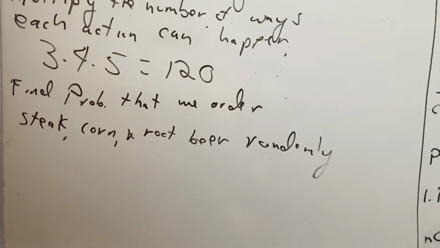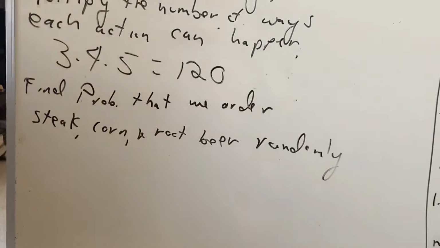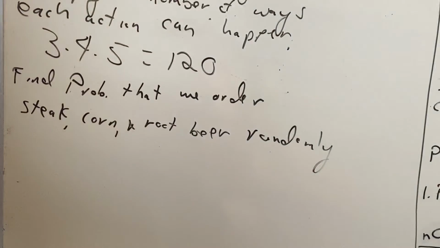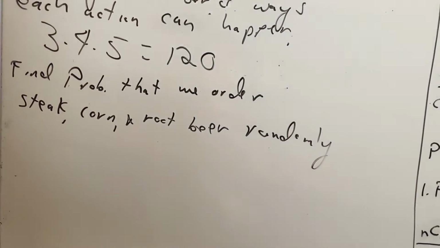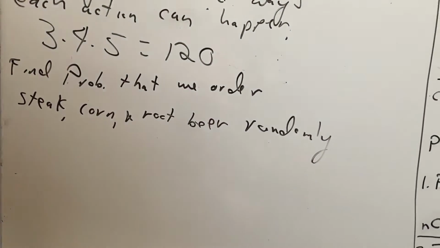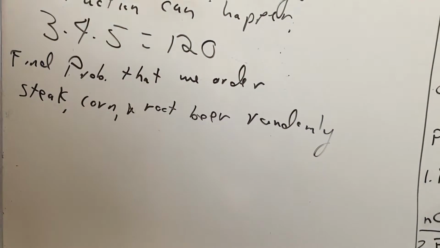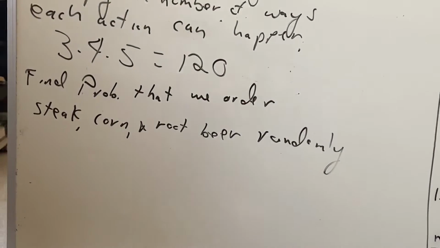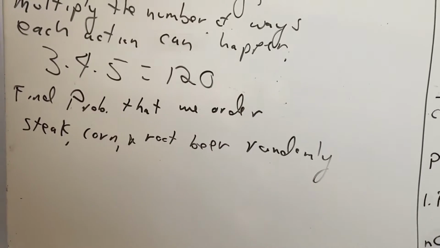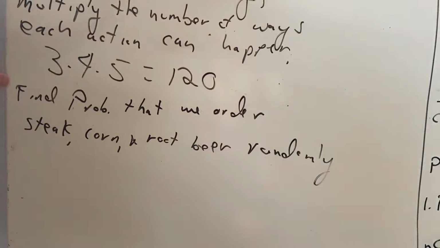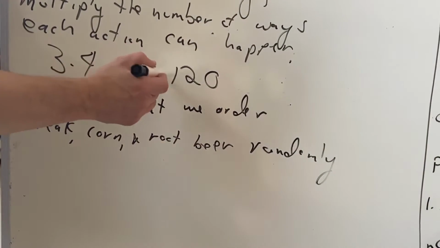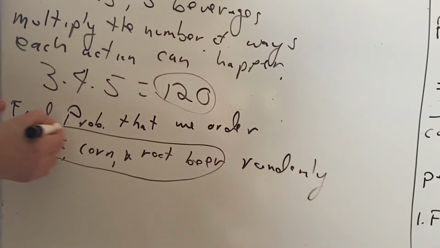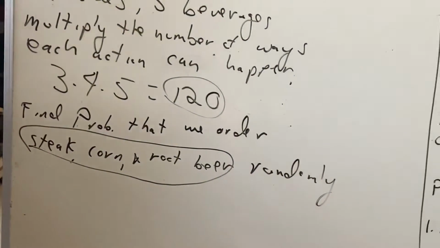And they say, we're going to have three hats. One hat has the three main courses, one hat has the four sides, and one hat has the five beverages. Pull out something from each hat, and that determines what I order. Assuming the steak, corn, and root beer are in these hats, what's the probability that we get steak, corn, and root beer? We can look at this a couple of ways. Thinking in terms of the sample size, there are 120 possibilities, and this is just one of those. So with equally likely outcomes, it's one out of 120.